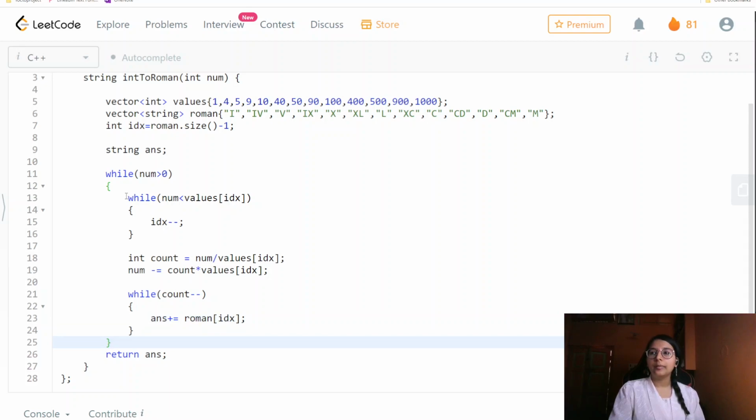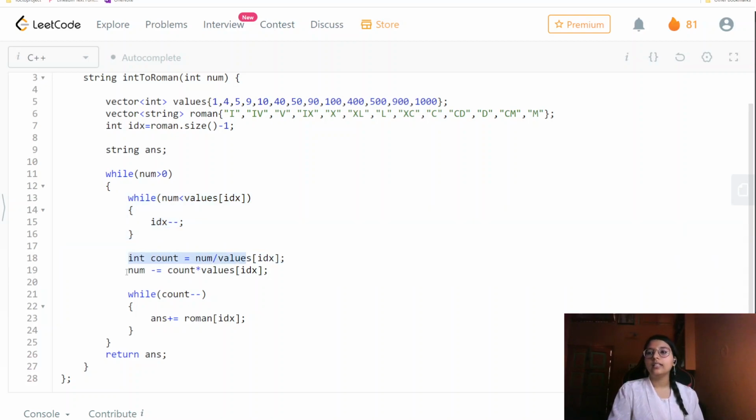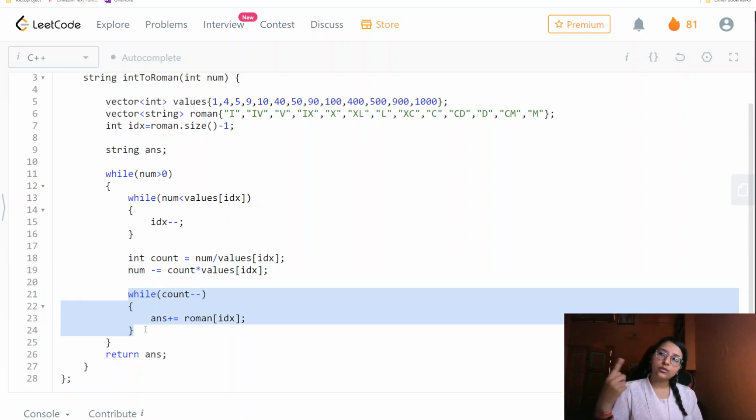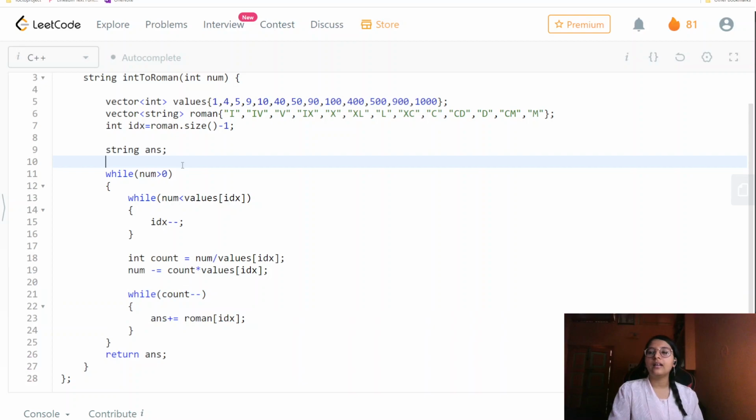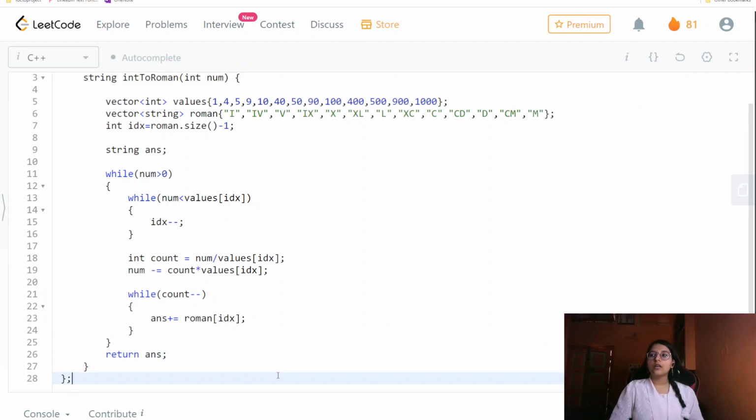And then after this, because our number is still greater than 0, we will be checking again what is that highest number, and then the count, and then subtracting that from the num, and then we will be decreasing our count and appending to the answer. This whole process will be repeating until our num becomes equal to 0. So then at the end we will be returning our answer. So this was all for this particular question.